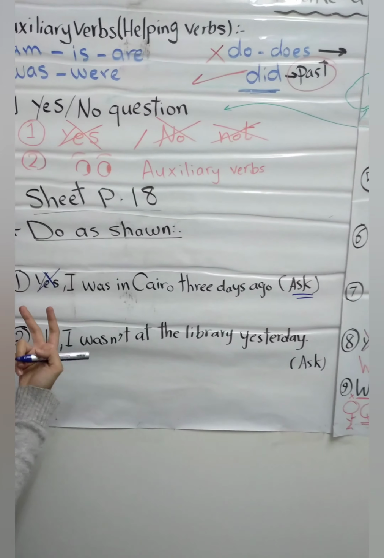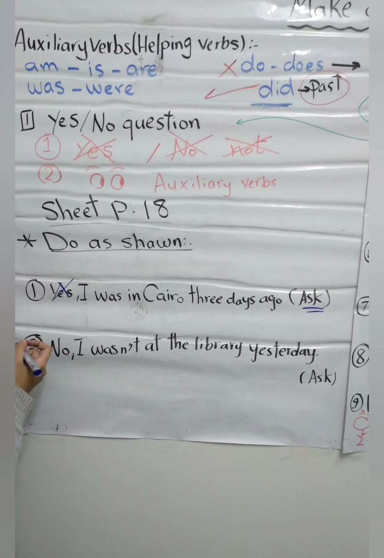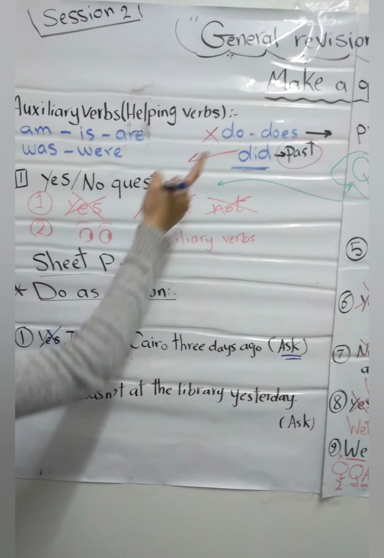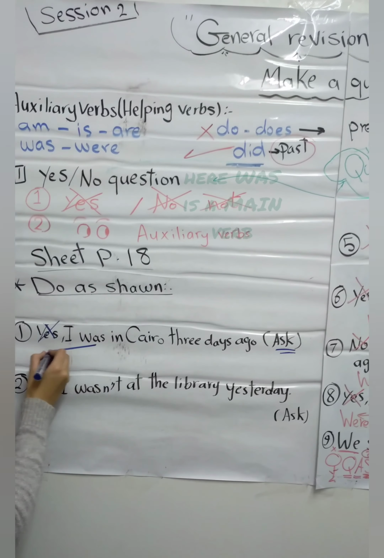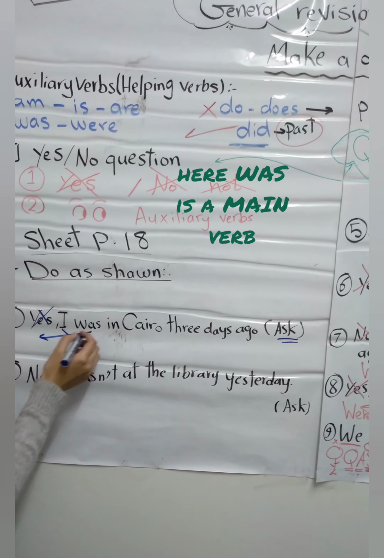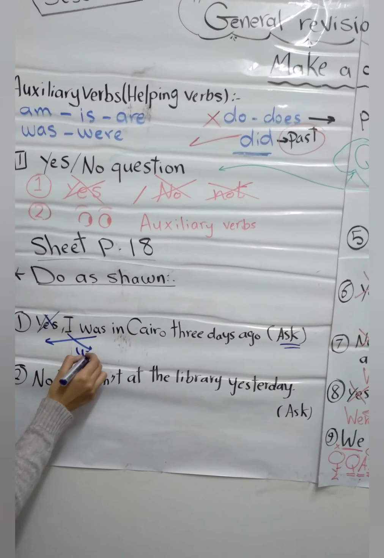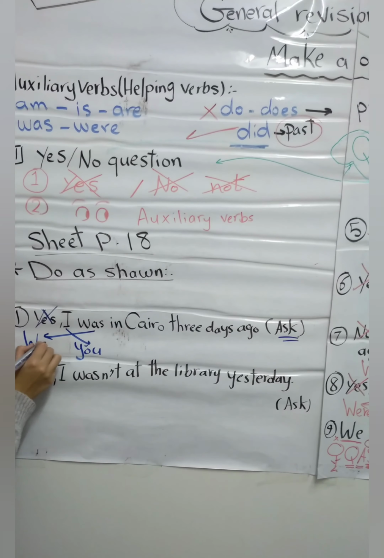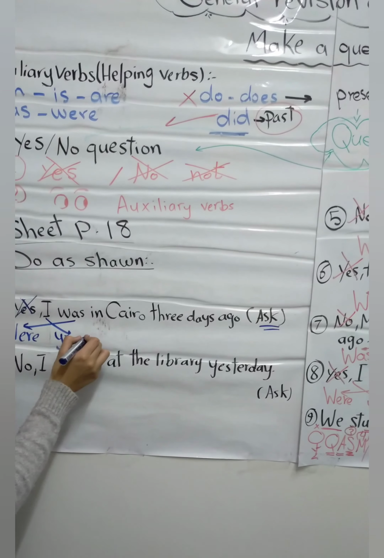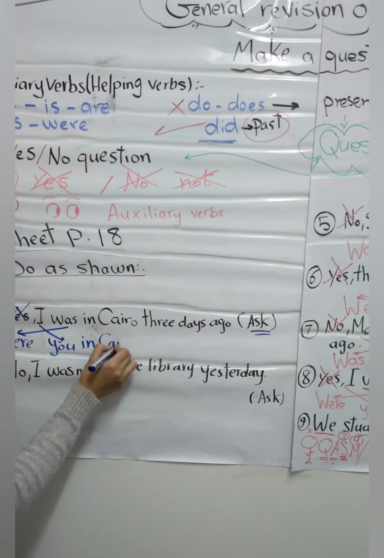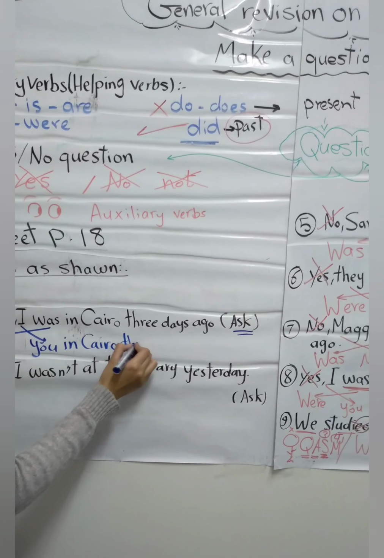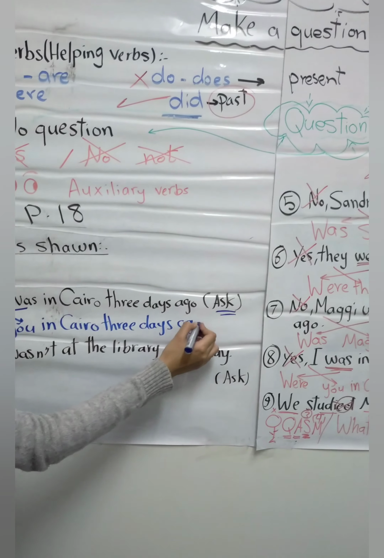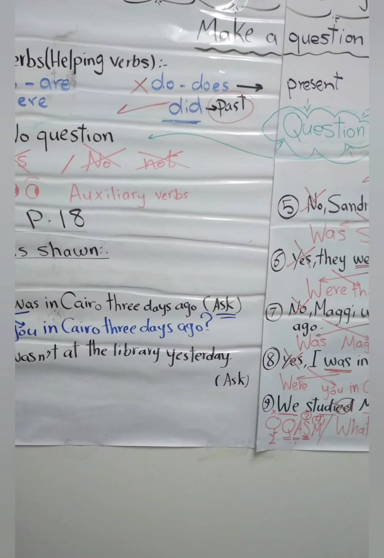Step number 1, cancel yes. Step number 2, search for auxiliary verb, like am, is, are, was, were, do, does, did. Here we have was, so make a cross between was and I. I becomes you. And you takes was? No, you takes were. So, were you in Cairo 3 days ago? And don't forget question mark.